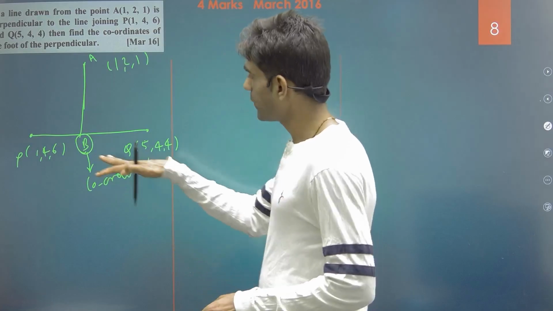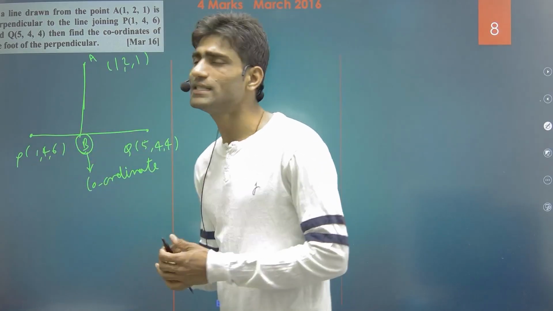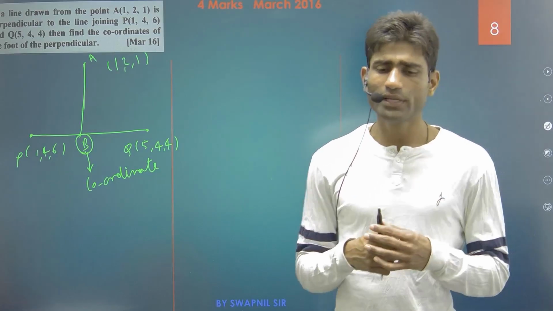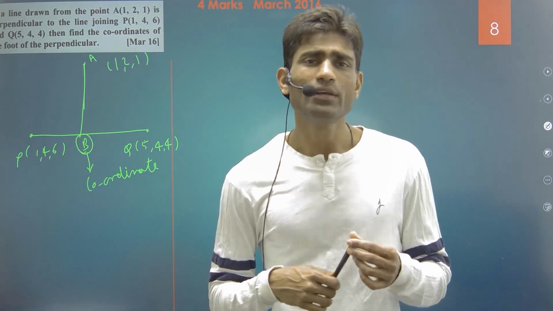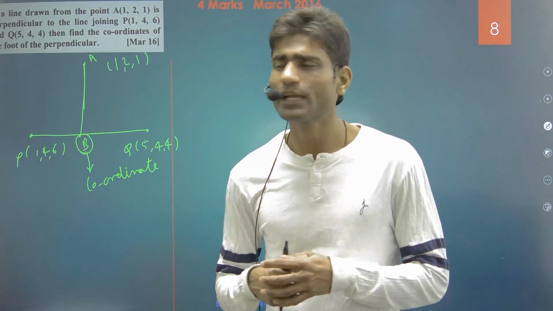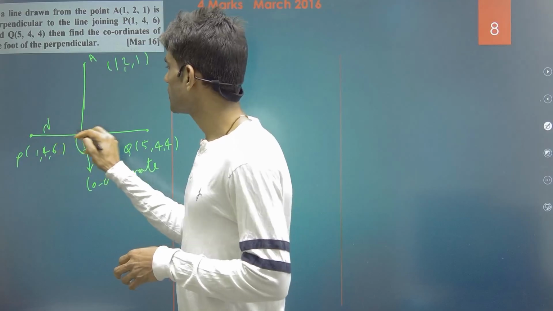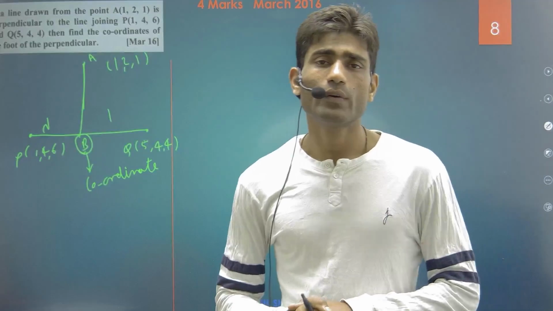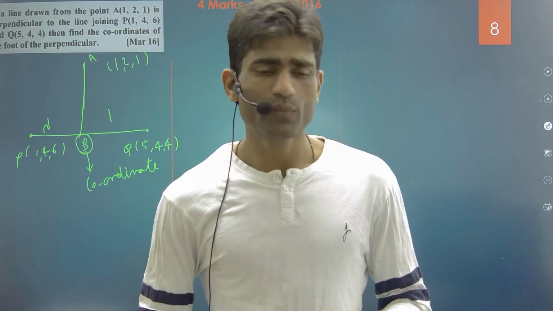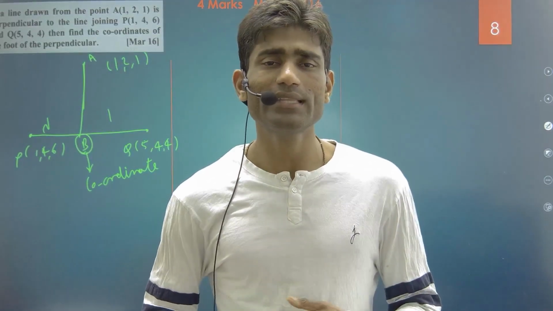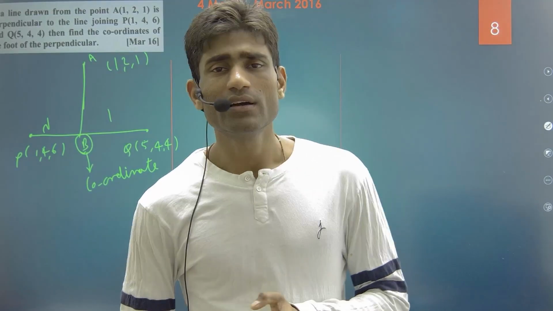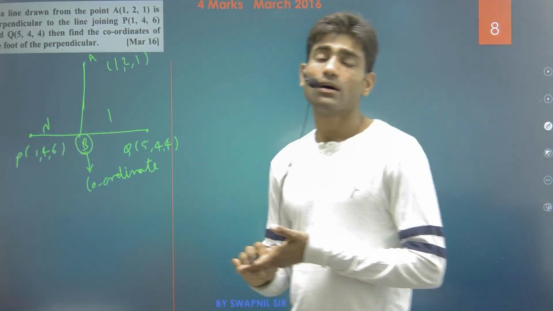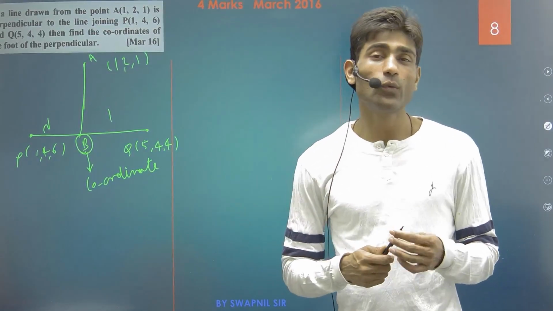As we know, point B divides line segment PQ internally. Since we don't have the ratio of the internal division, we consider it as lambda is to 1. Normally, when we divide internally, we consider the ratio m is to n, but in this case we consider lambda is to 1. And let's directly apply the section formula for internal division.